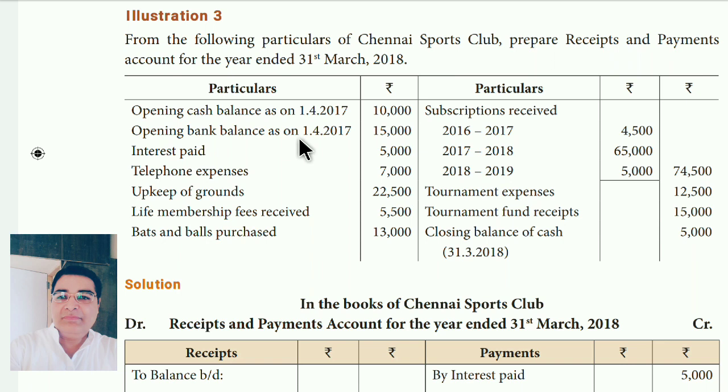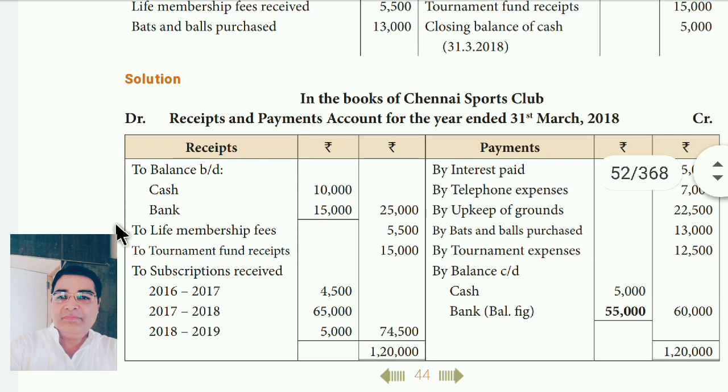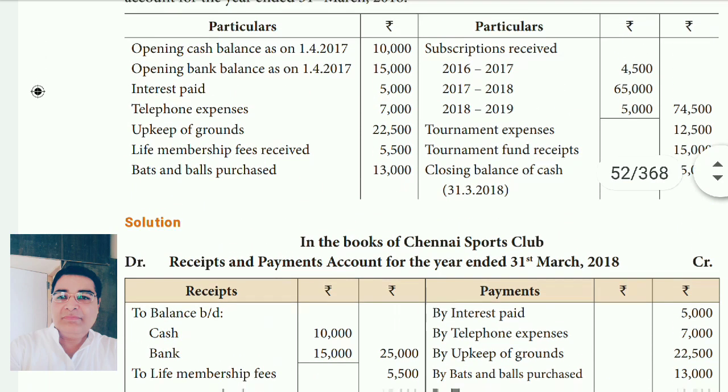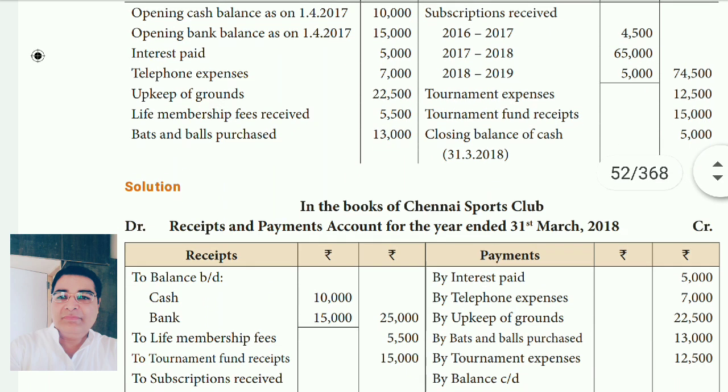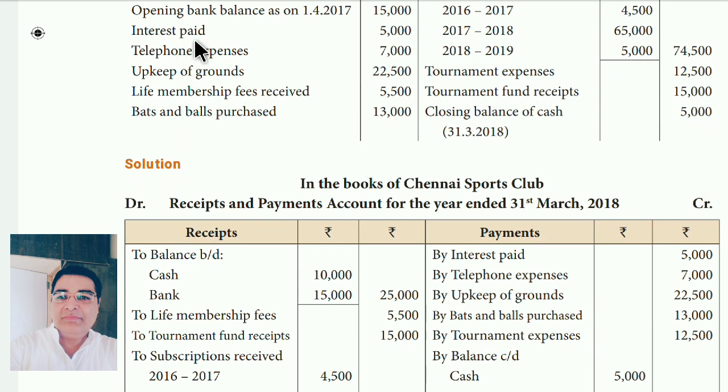Now see the debit side. In the receipts, to balance brought down, cash and bank, 10,000 and 15,000. Add both and write in the outer column 25,000. See the next one. Interest paid. When you make the payment, interest paid means payment. So by interest paid rupees 5,000. Next one, telephone expenses. It is an expense. So by telephone expenses, rupees 7,000.